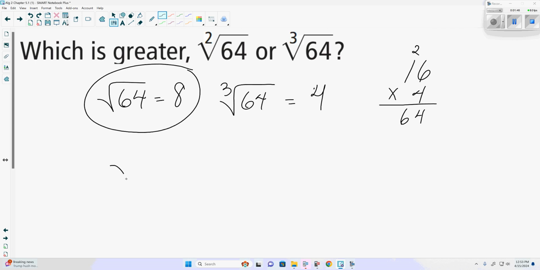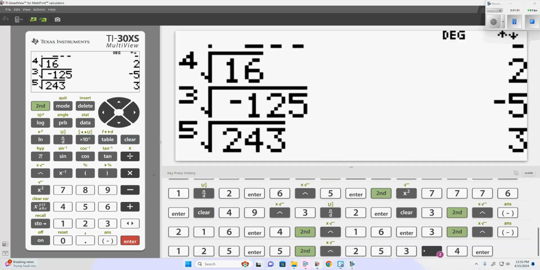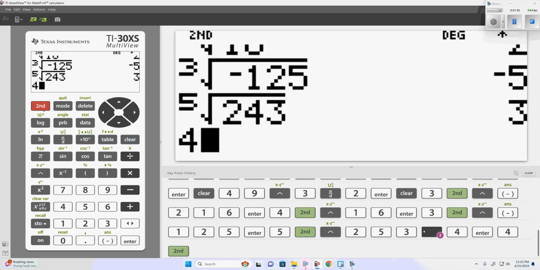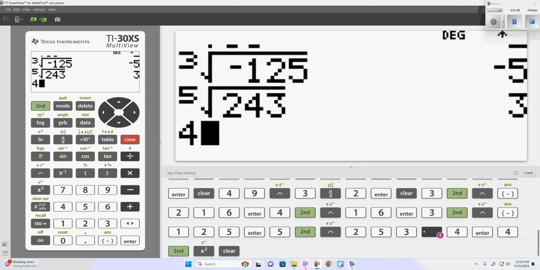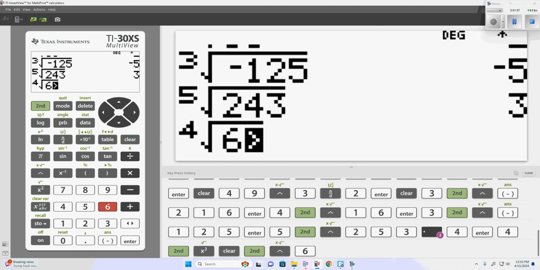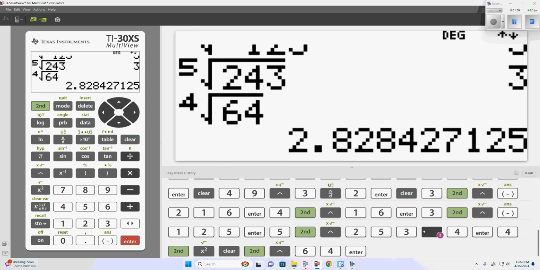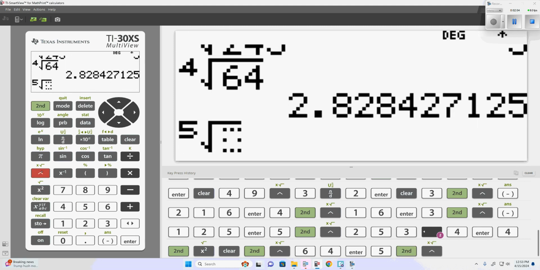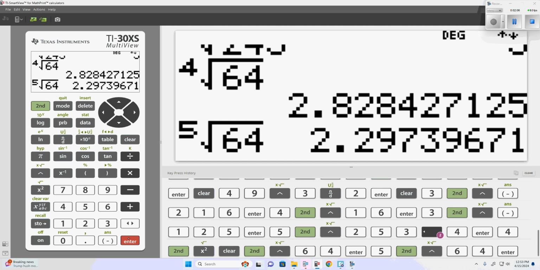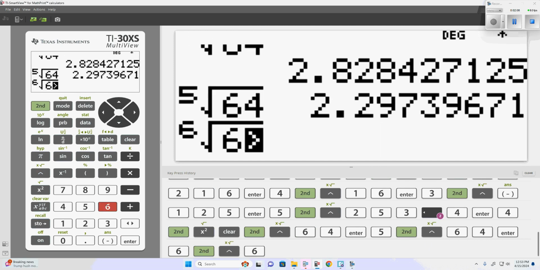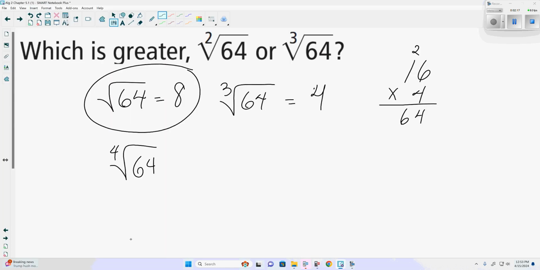Because if we said the fourth root of 64, fourth root of 64 is, fifth root of 64 is, as we can see, it keeps getting smaller. So the sixth root of 64 is indeed 2. So it doesn't have a set pattern, but it does get smaller each time we increase the index.